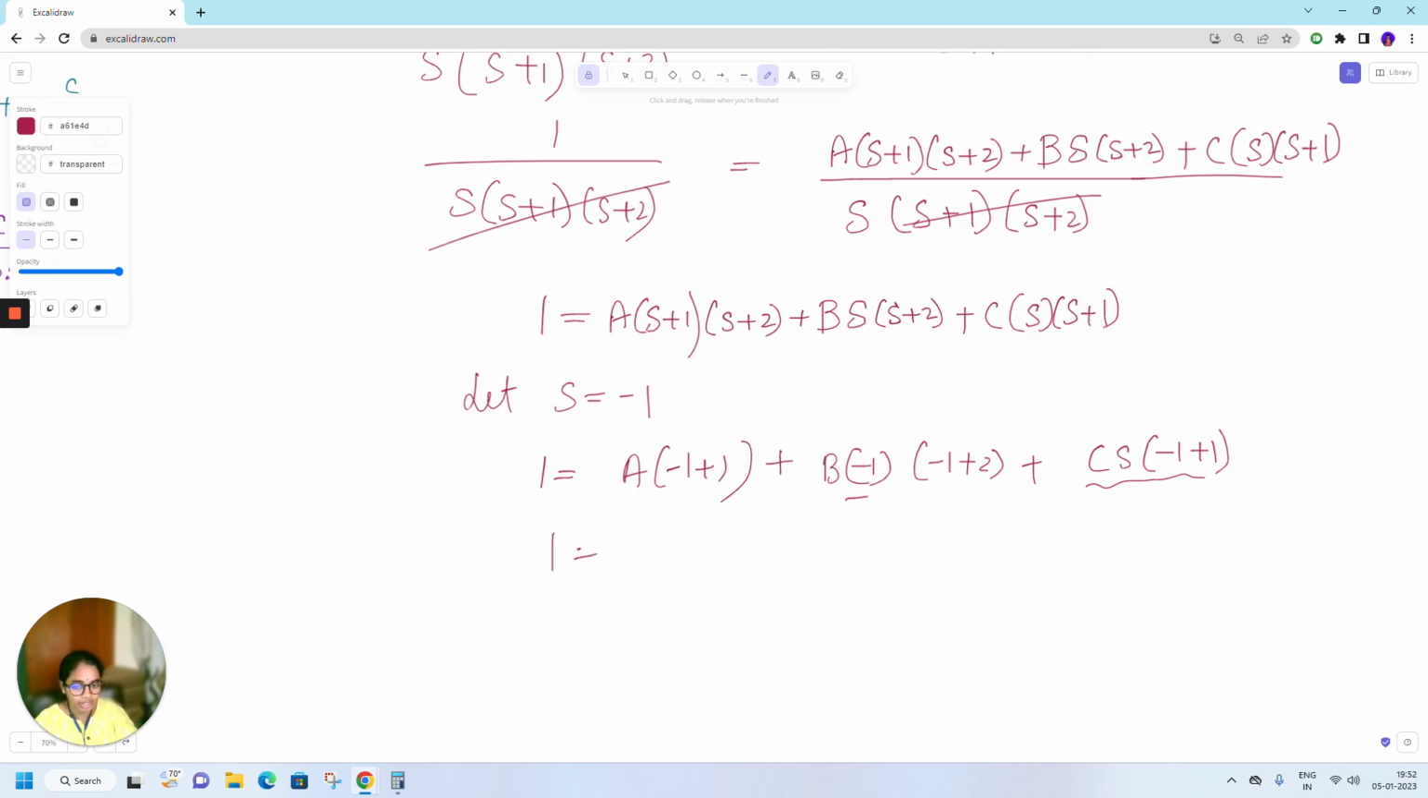So that would be 1 is equal to minus b, since 2 minus 1 is 1, right? So our b value is minus 1.